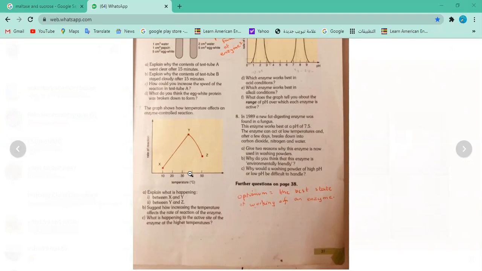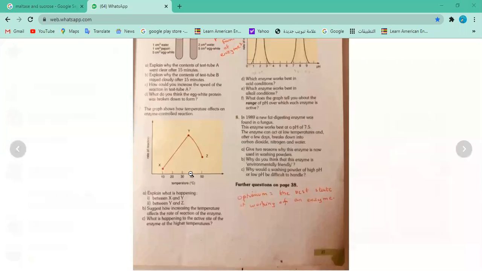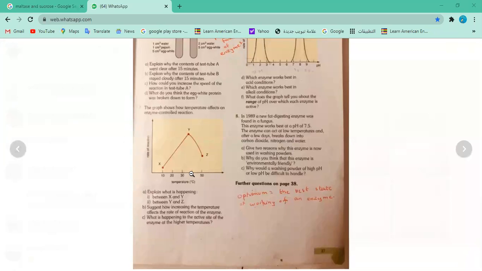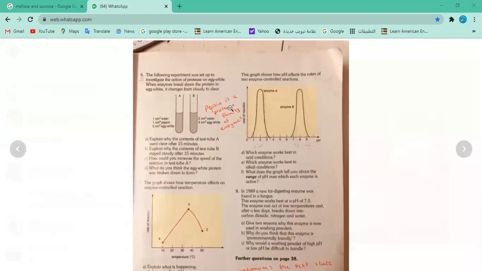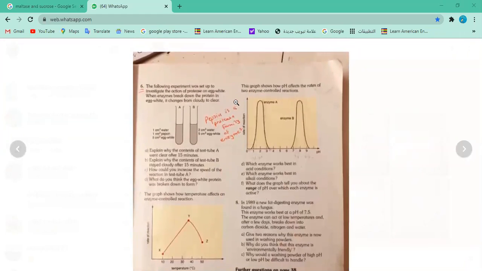Yes, Javeria, part C. What's happening to the active site of the enzyme at the higher temperatures? The active site is denaturing at higher temperatures above 40 degrees. Correct. Yeah, that's very good. At high temperature it is denatured. The active site is no more functional because it's already damaged. Okay. Can I do the next question? Yeah, go ahead, please.